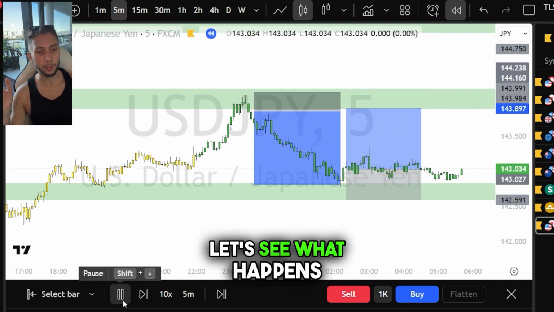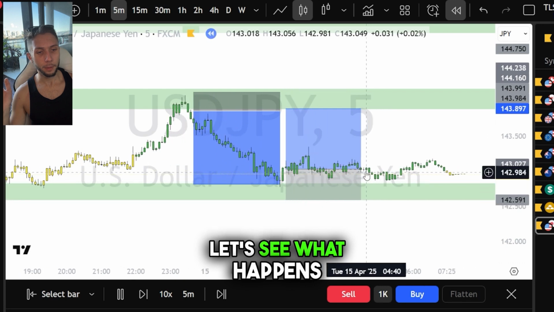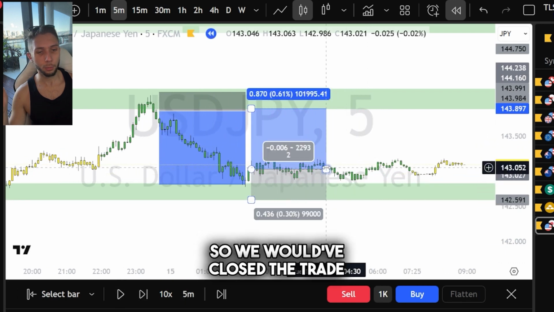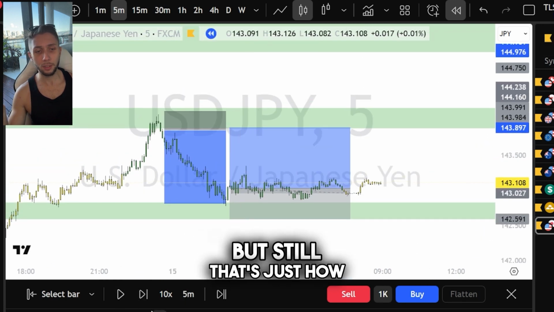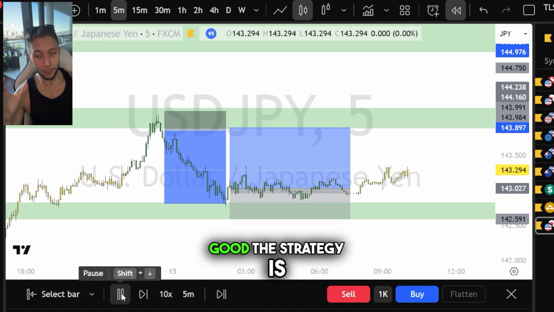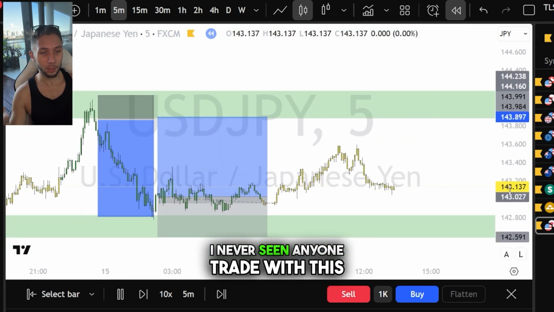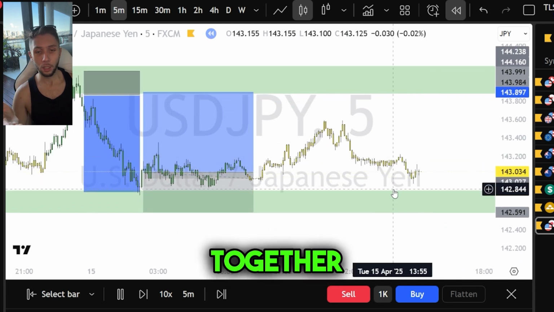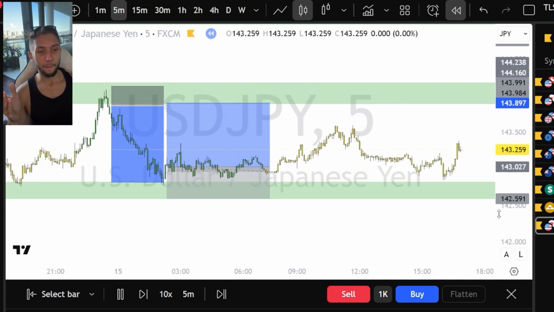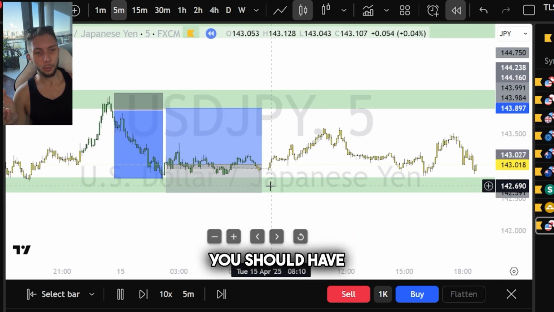Let's see what happens. Now the session ended, so we would have closed the trade. This will be break even, but still, that's just how good the strategy is. Honestly, I've never seen anyone trade with this much clarity. We'll trace the zones together, we've seen the charts together, and this is how much clarity you should have.